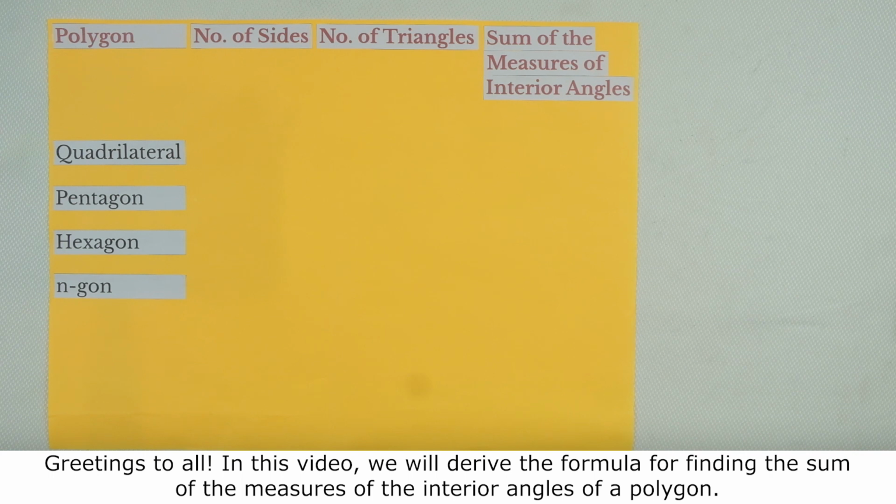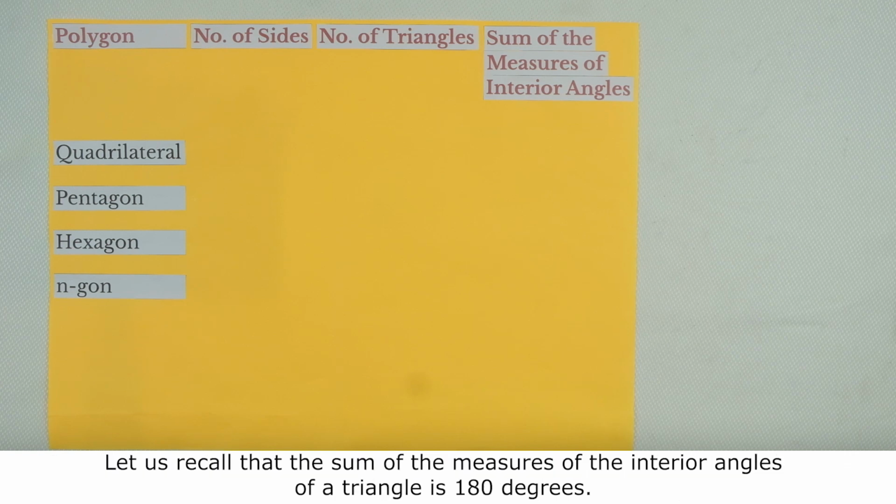Greetings to all. In this video, we will derive the formula for finding the sum of the measures of the interior angles of a polygon. Let us recall that the sum of the measures of the interior angles of a triangle is 180 degrees.